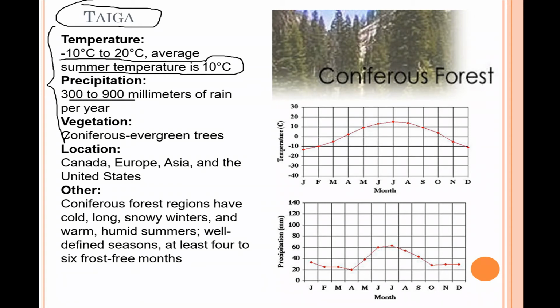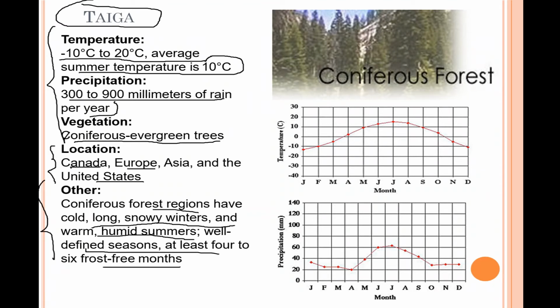it receives somewhat average rainfall, which is 300 to 900 millimeters, and its vegetation includes coniferous and evergreen trees. Locations are very close to the Arctic region, which are Canada, Europe, Asia and the United States. Coniferous forest regions have long, cold and snowy winters and warm, humid summers, with well-defined seasons and at least 4 to 6 frost-free months.